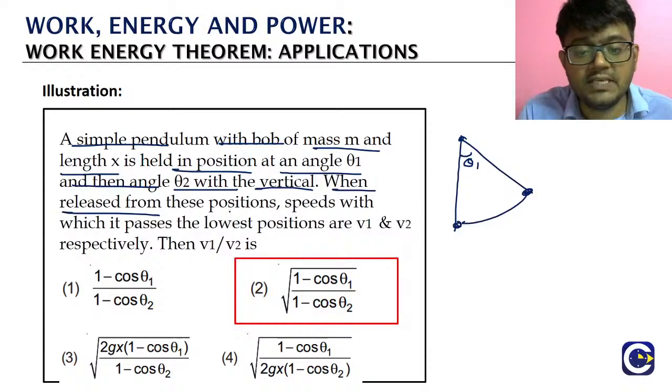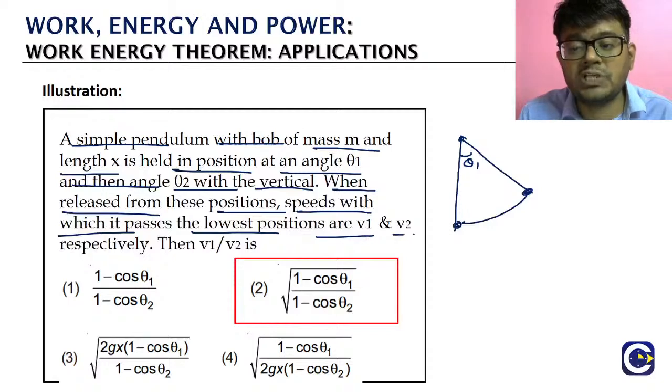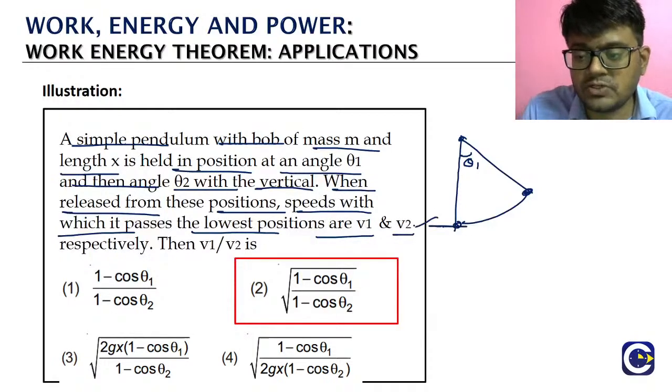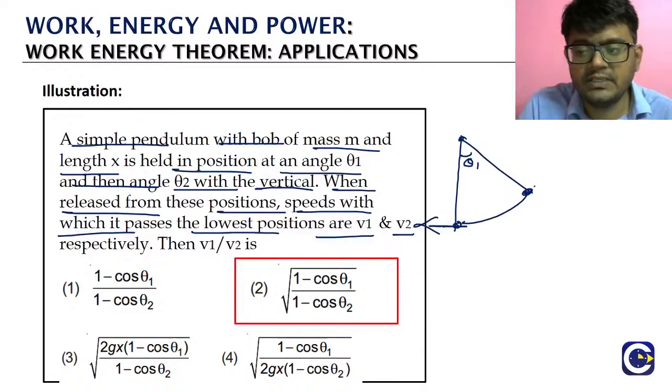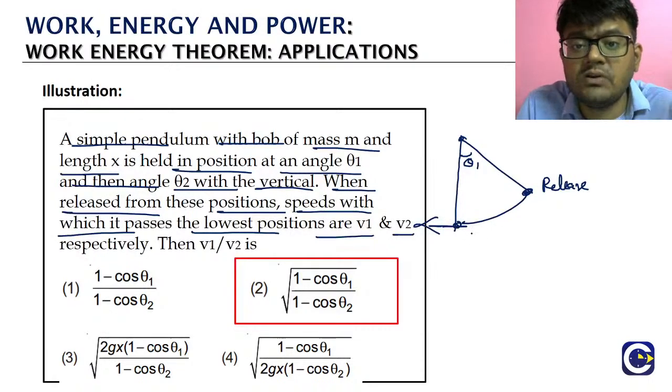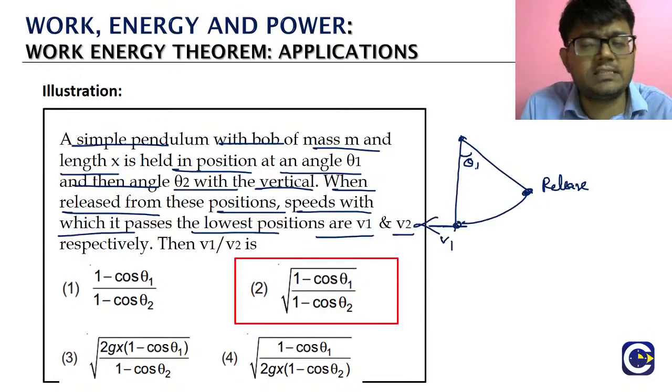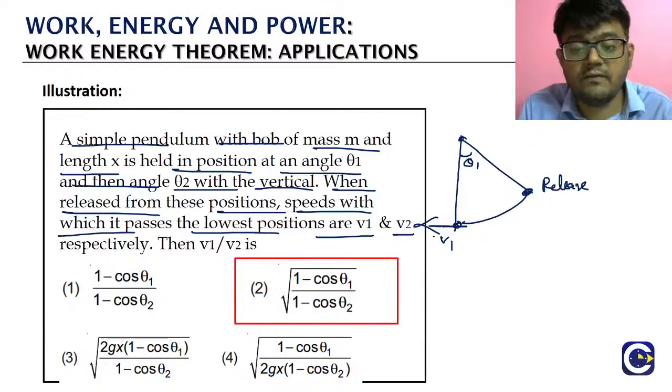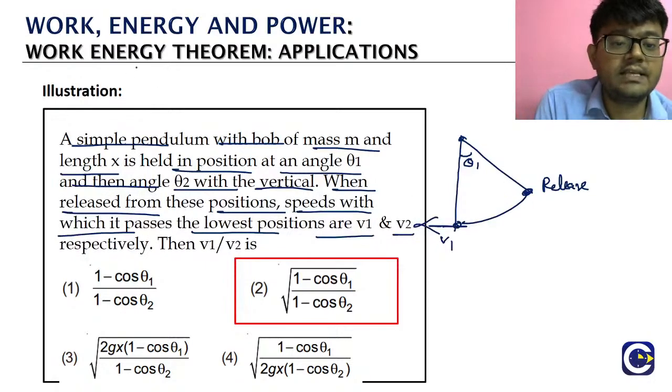When released from these positions, the speeds with which it passes the lowest position are v1 and v2. What is the lowest position? This is the lowest position, right? If we release from here, lowest position means the bottommost point. In the oscillation chapter we also call it the equilibrium position. So if the angle at which you are releasing is theta 1, the velocity at the bottommost point is v1. If the angle at which you are releasing is theta 2, the velocity at the bottommost point is v2. They are asking for the ratio of v1 by v2.